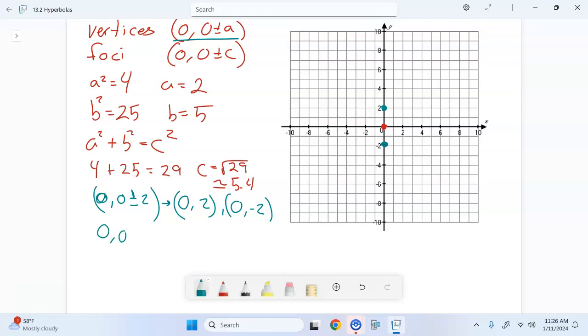Foci, same thing but with C. Add and subtract root 29. So we get 0, root 29, and 0, negative root 29. It's about 5.4, so we're going to go up and down about 5.5-ish. There's our foci. Oops, that one's too far. There we go. There's our foci.